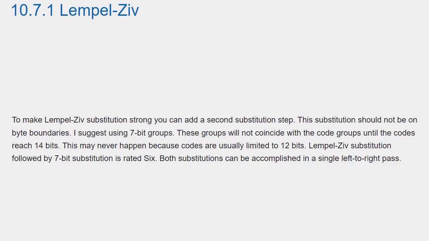To make Lempel-Ziv substitution strong, you can add a second substitution step. This substitution should not be on byte boundaries. I suggest using 7-bit groups. These groups will not coincide with the code groups until the codes reach 14 bits. This may never happen because codes are usually limited to 12 bits. Lempel-Ziv substitution followed by a 7-bit substitution is rated 6. Both substitutions can be accomplished in a single left-to-right pass.